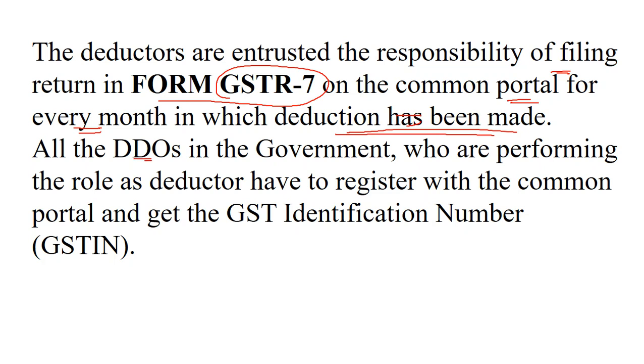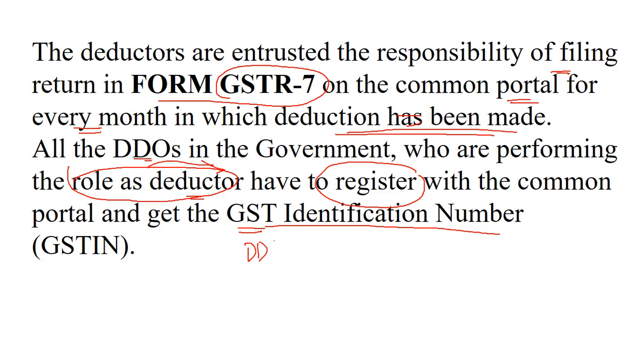So all the DDOs of the governments, whether the central government or state government, who are performing the role of a deductor, who are entrusted the role of a deductor, must register with the common portal and they must get their GSTIN, which is known as the GST identification number. So each DDO, you must remember this, must have a GST number as a deductor.